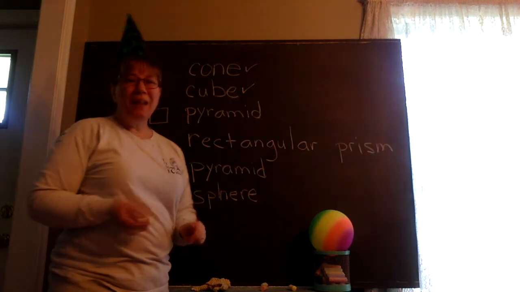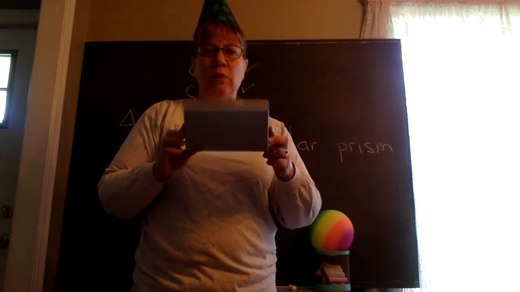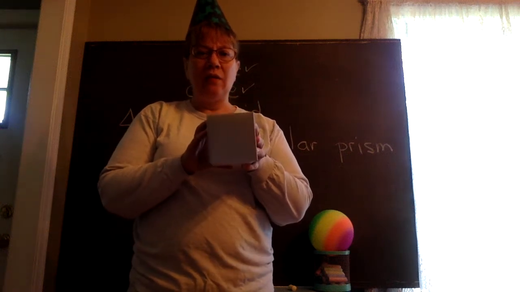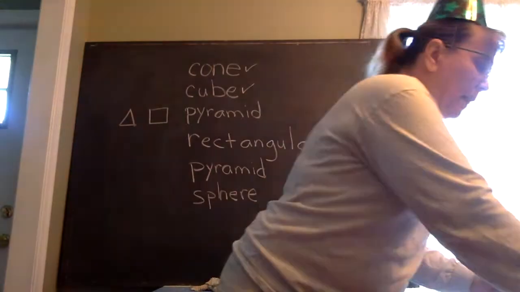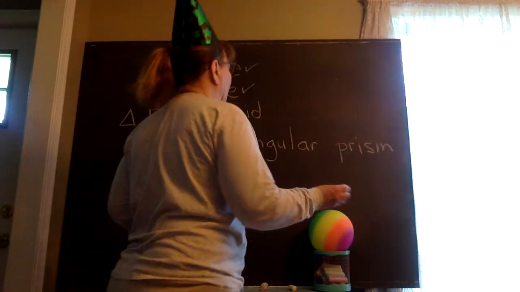All right, the next one's a rectangular prism. A rectangular prism has rectangles on 4 sides and squares on the end. So this box is a rectangular prism. I have a flashlight that's a rectangular prism. See, it has a rectangle on all the sides and squares on the end. So I do have a rectangular prism.